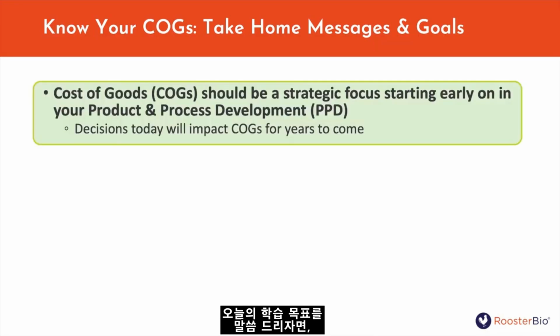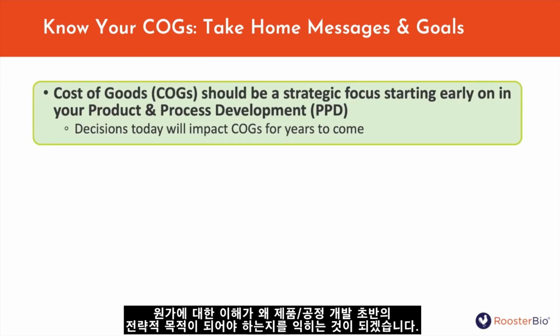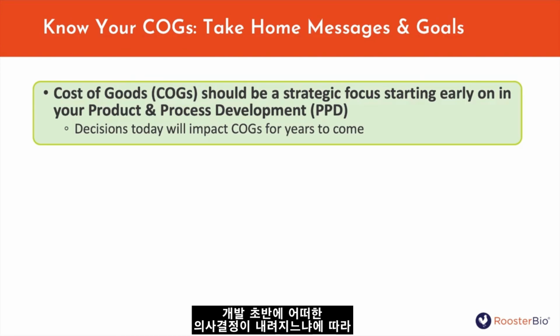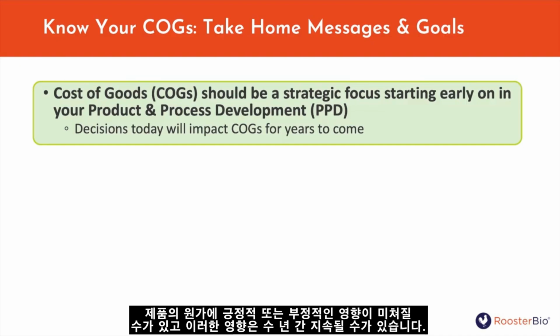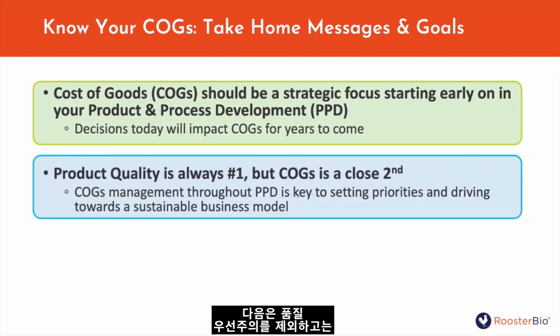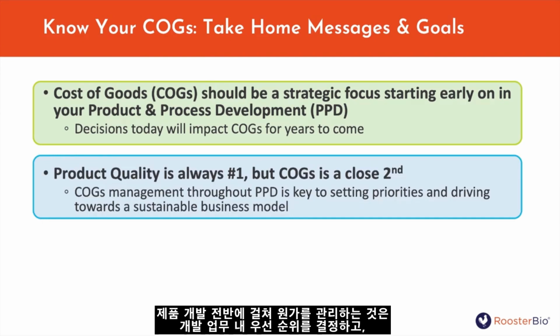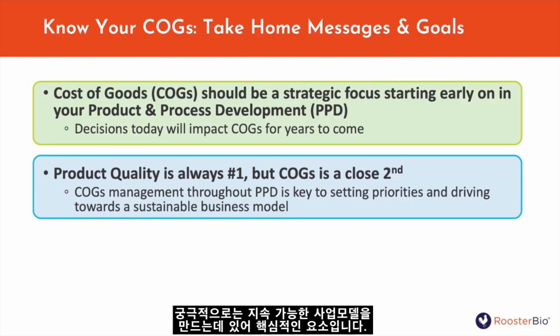Today's goals are to first discuss why an understanding of your cost of goods should be a strategic focus beginning early on in your product and process development. Early decisions during this stage can impact your product's costs of goods positively or negatively for years to come. Second, we want to keep in mind that product quality is always number one, but your cost of goods should be a close second. Managing your cost of goods throughout product development is key to setting priorities during development and driving towards a sustainable business model.